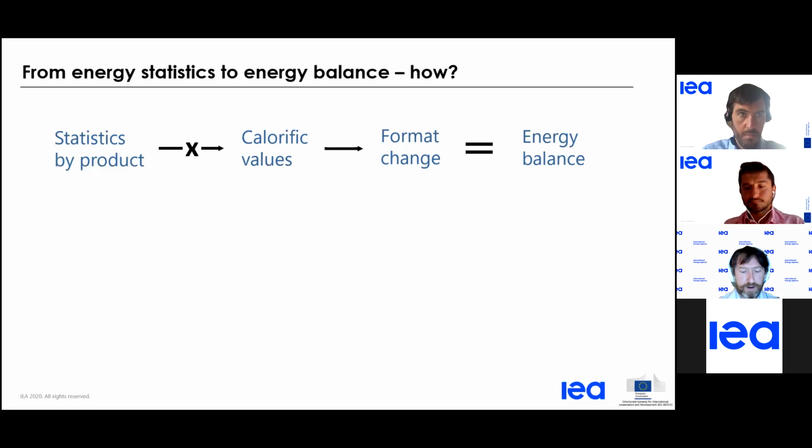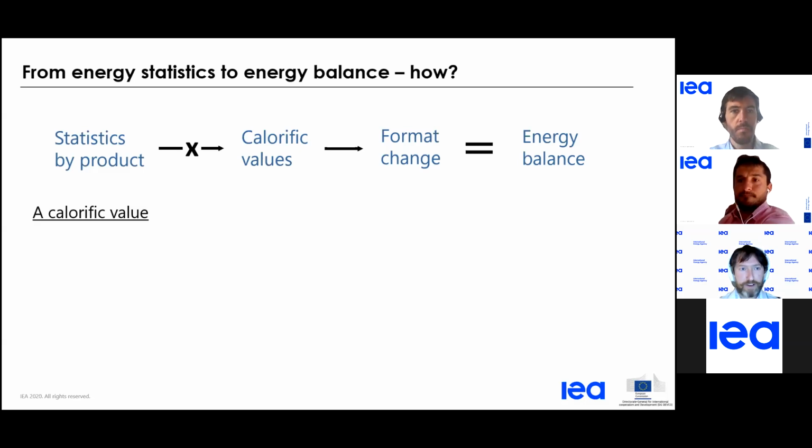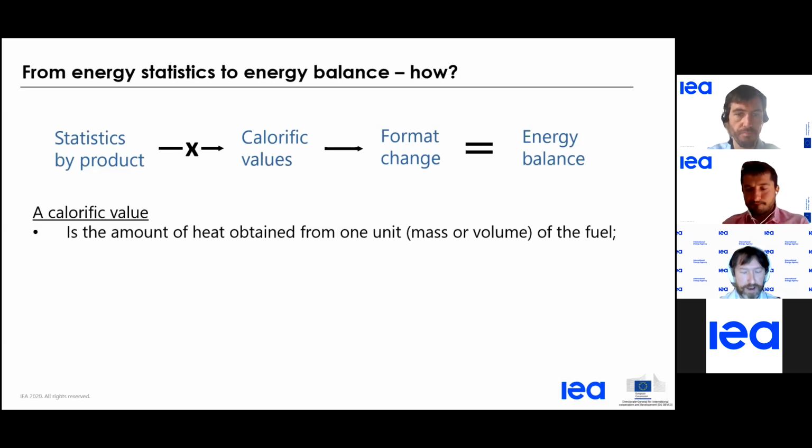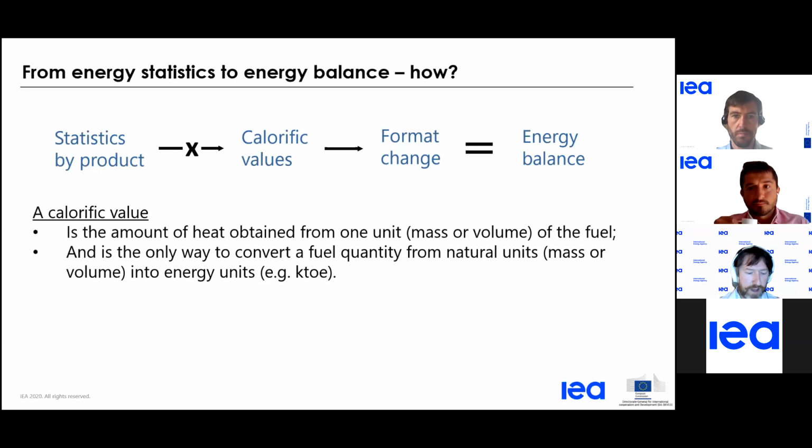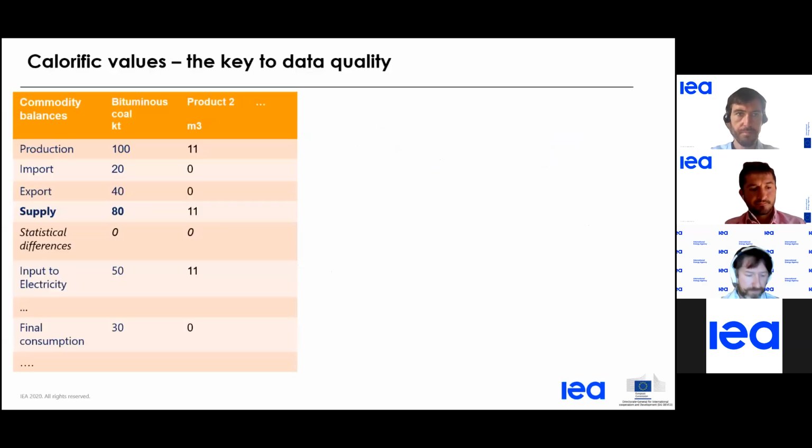Therefore, we convert the data using calorific values. And a calorific value is simply the amount of energy contained per unit of fuel. And we use calorific values to convert between physical and energy units. As we use both physical quantities and calorific values to calculate the energy balance, it's important that we collect and use good quality calorific values.